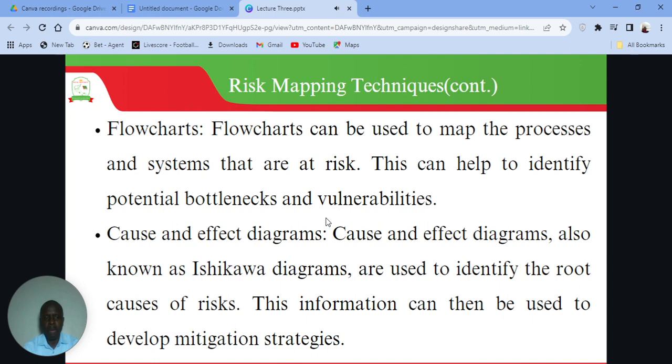And also cause and effect diagrams. We can also use those kinds of diagrams. Another name for these kinds of diagrams is Ishikawa diagrams. So this one is similar to the one that we have just seen in the previous slide. It can also be used to identify various causes of risk.